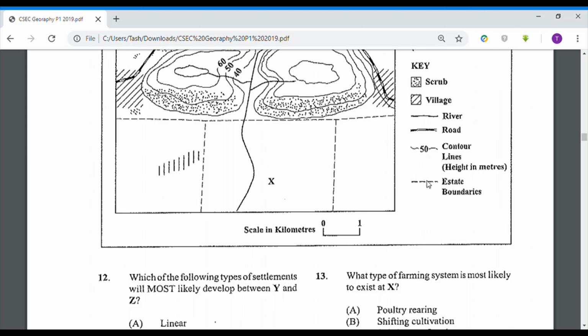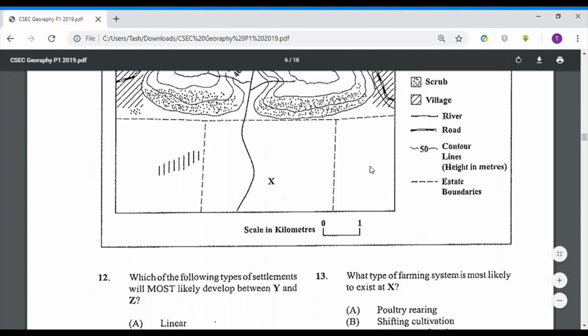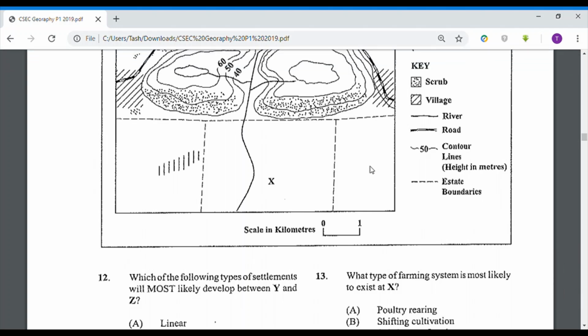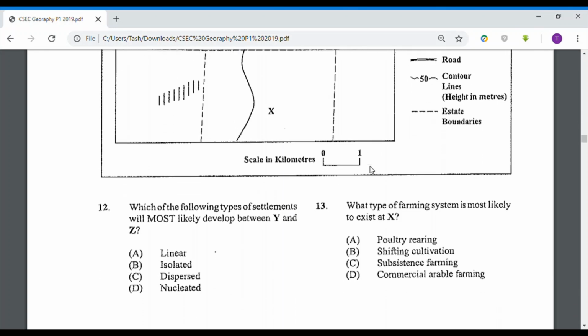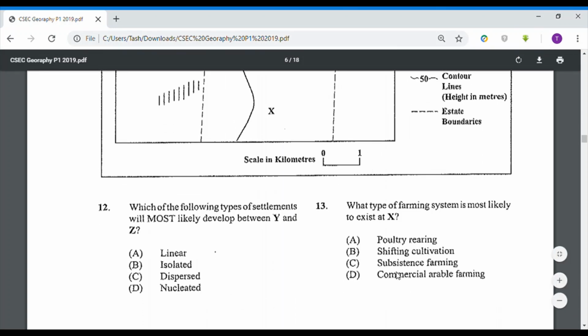And looking at the key, this broken line is representing estate boundaries. So we can see that all of this area is considered an estate. Now, if you utilize your knowledge of Caribbean agriculture, estates are large-scale farming. So large-scale farming, based on the question here, is similar to commercial arable farming. So our answer for number 13 would have been D.